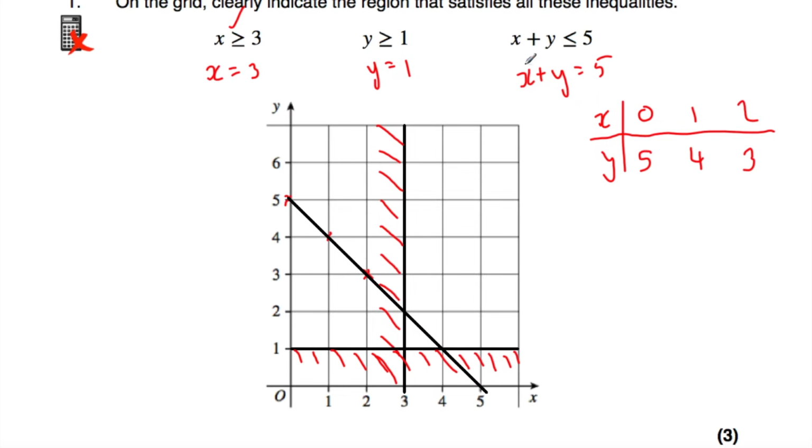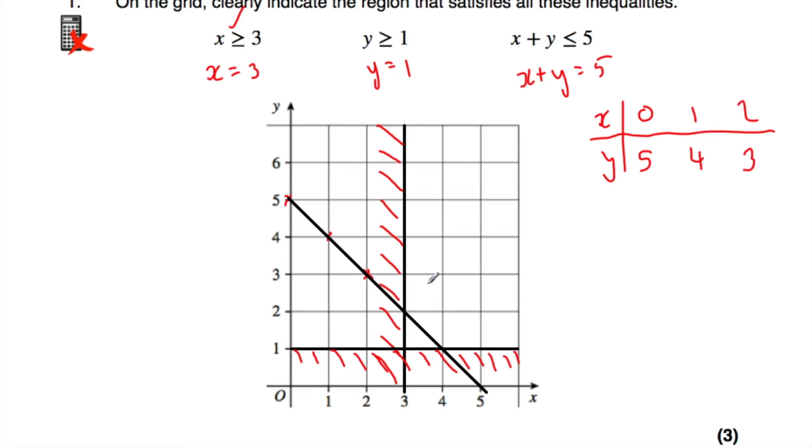And in terms of the region that would satisfy that inequality, all the points on the line would work, because remember that x plus y is less than or equal to 5. So because it's got the equal to part, all the points on the line would work. Now we just need to decide what region we're going to accept and which one we're going to reject. So in terms of this diagonal line, are we going to be accepting the region up here, or are we going to be accepting the region down here?